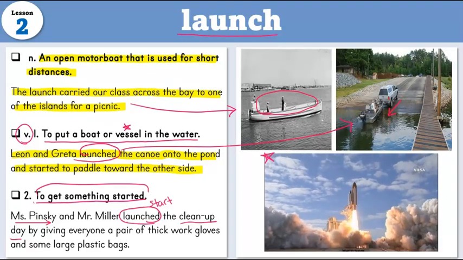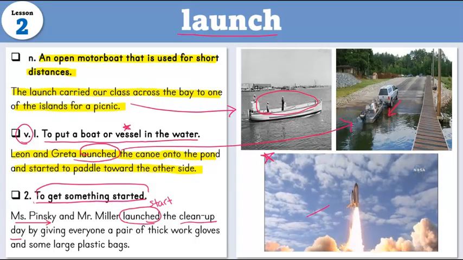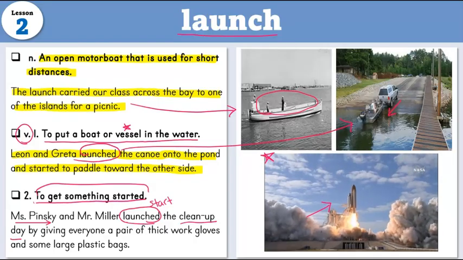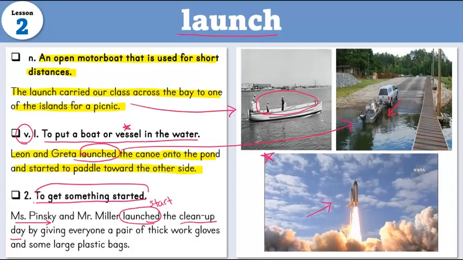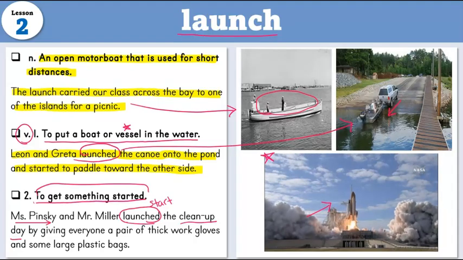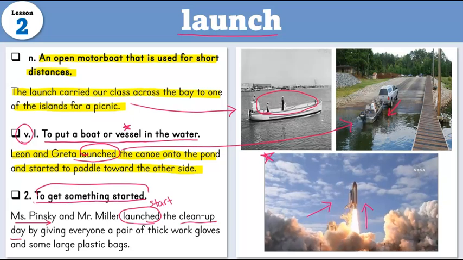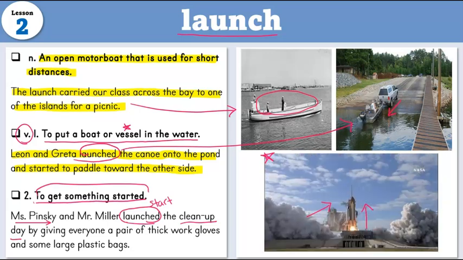Another way I can use launch is to talk about rockets like this one here. I can say they will launch the rocket into space today. So they are sending it into a new place or kind of getting started.